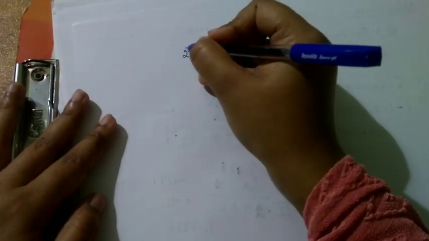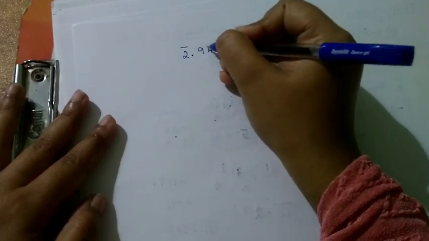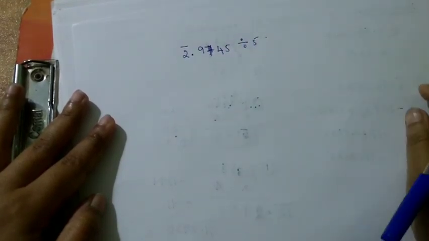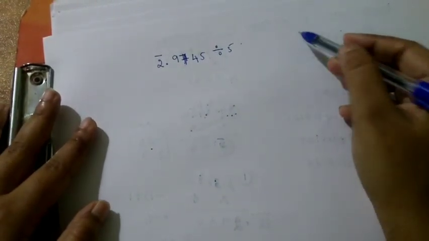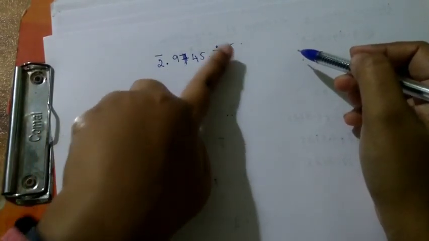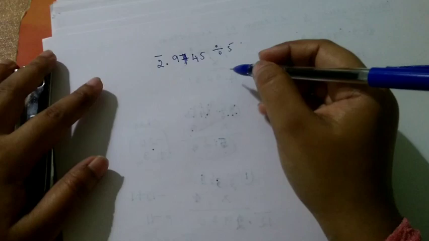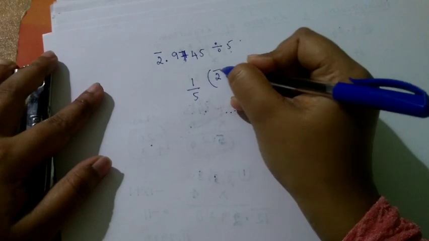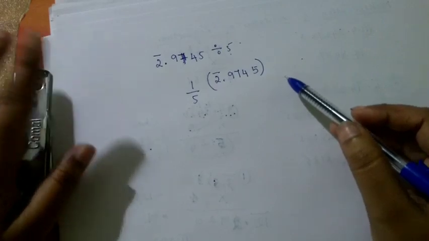For example, a very simple division I'll take: 2 bar 0.9745 divided by 5. If it is a positive number, I hope you know you can divide it directly. If there is a negative number, 2 bar 0.9745 divided by 5, this is the number given to you. Then how do you divide it? You can write this as 1 by 5 times 2 bar 0.9745. So here you have to make the pre-adjustments.